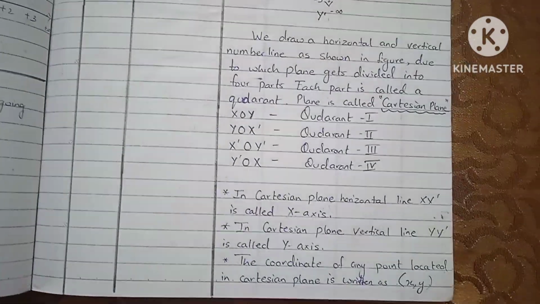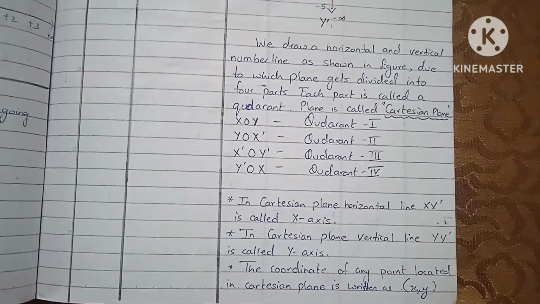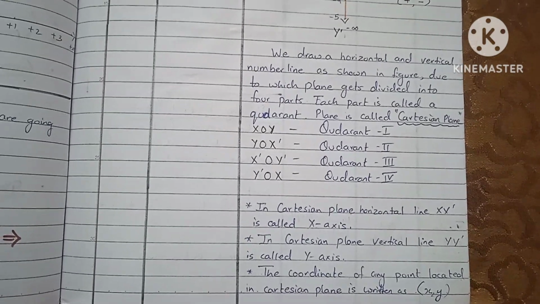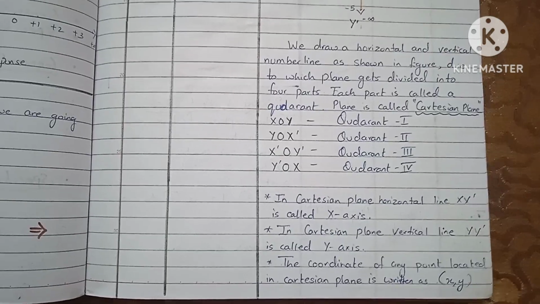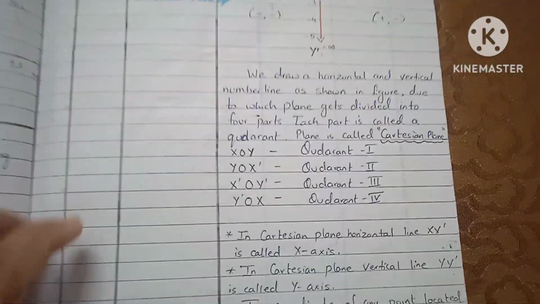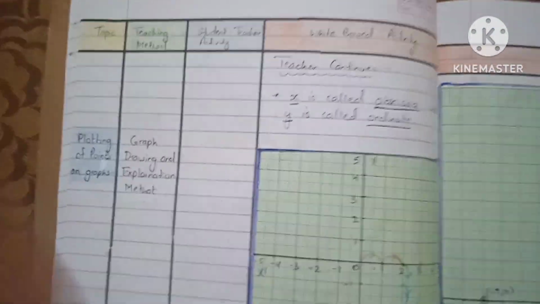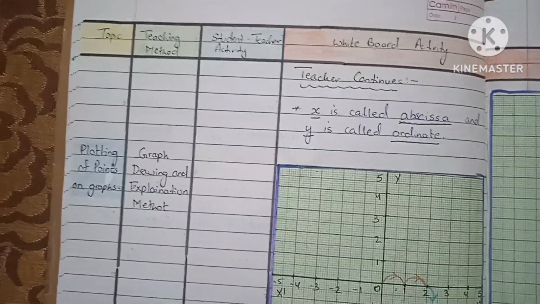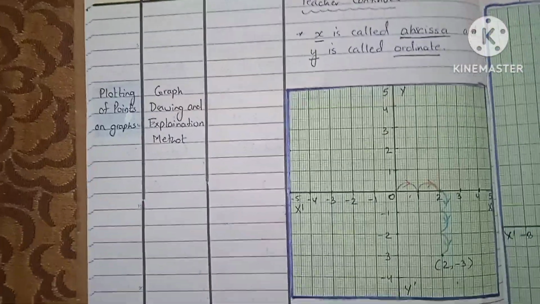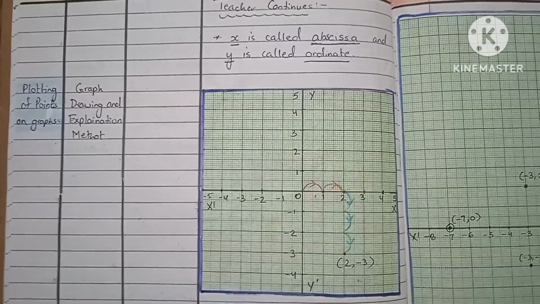In the Cartesian plane, the horizontal line x prime is called the x-axis and y prime is called the y-axis. The coordinate of any point located in the Cartesian plane is written as (x, y). Next, the teacher tells that x is called the abscissa and y is called the ordinate. Now, the teacher explains how to plot points on a graph.